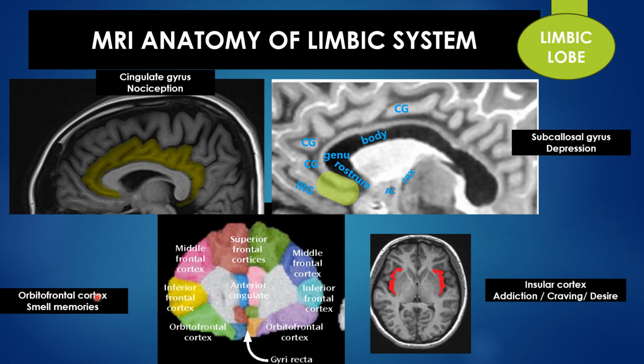And the orbitofrontal cortex and gyri recti. So the most superior frontal cortex, middle and inferior frontal cortex, anterior part of the frontal lobe, these parts. The medial part of it is the gyri recti, or gyrus rectus, and the lateral part of it is called the orbitofrontal cortex, which most commonly gets affected in case of RTA, road traffic accidents. Just see what are the things which get affected in it. It is basically the smell memories. Smell memories get affected in case of orbitofrontal cortex injury.